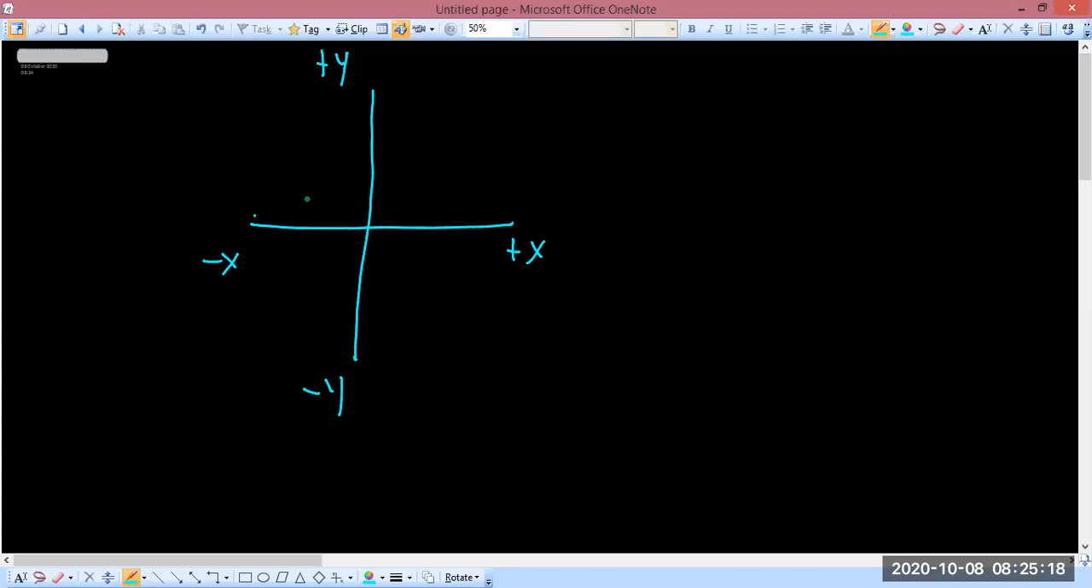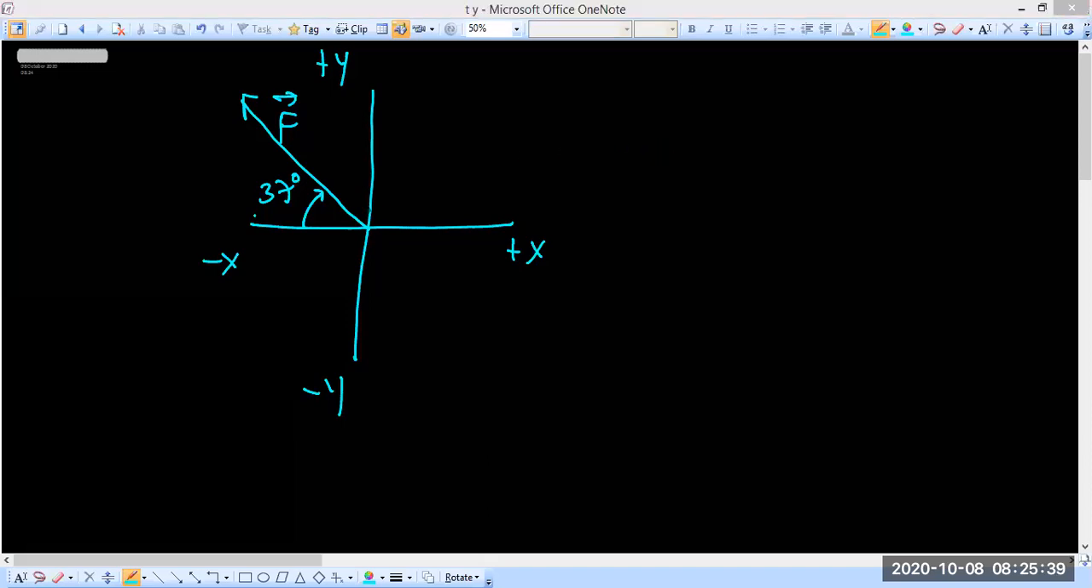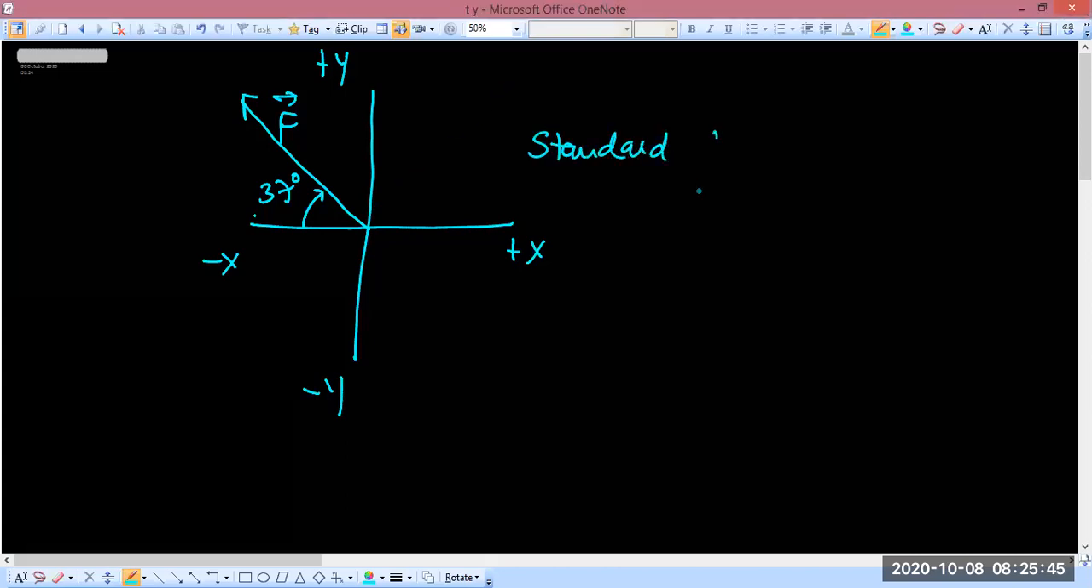Is this clear? Yeah, okay. You can write 0.6, no problem, right? Okay, so this is what we have. Now we have to write it in terms of i caret, j caret. So you have to give it in standard form.